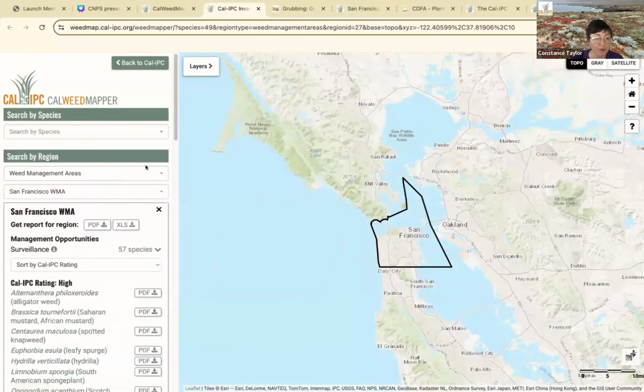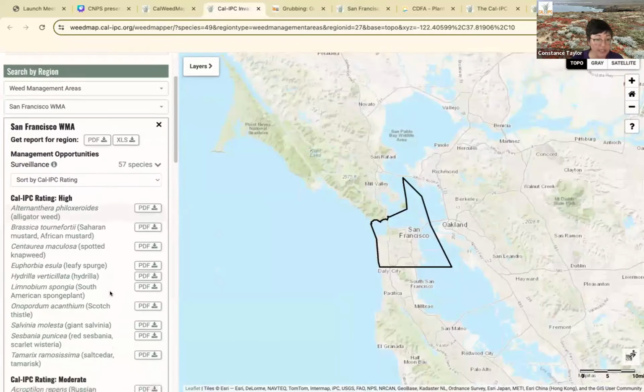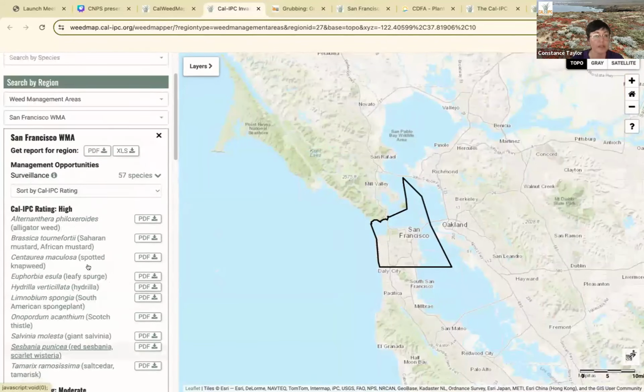And you can do that for all of the species listed here. And there's various ratings as well. So high are the ones to look out for, because those are the ones that have not yet made it to the weed management area yet. So this is a really fantastic way to get an idea of what you have locally or what weeds you might want to be careful of that are close by.